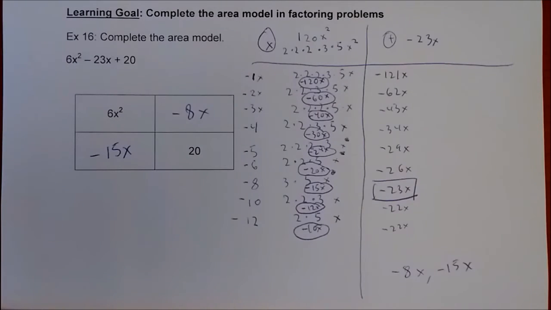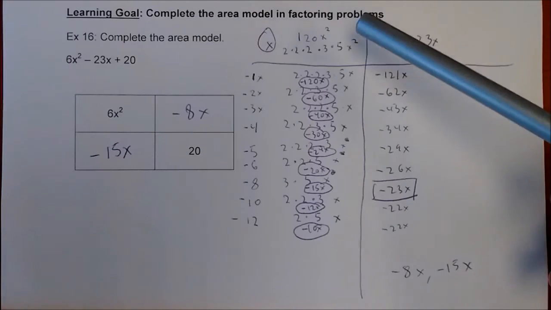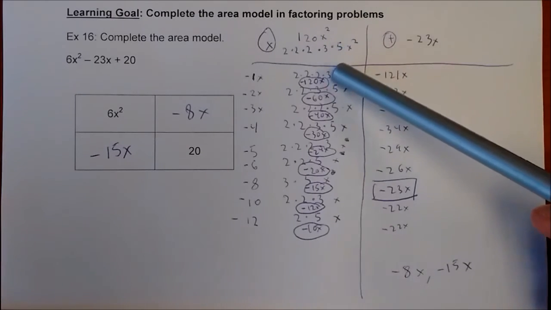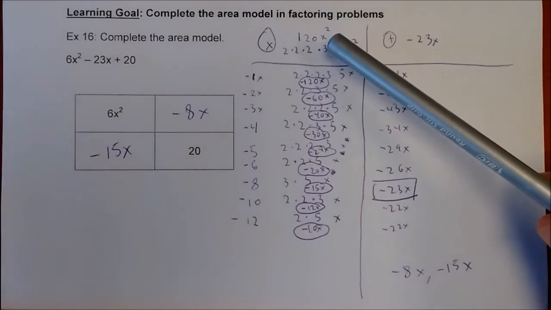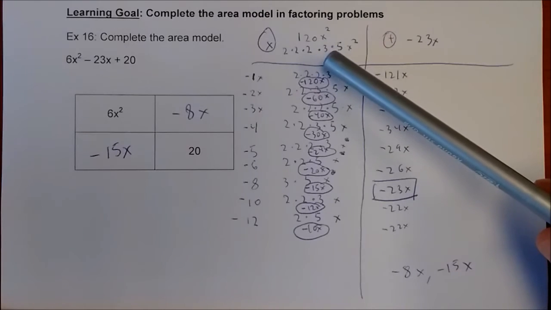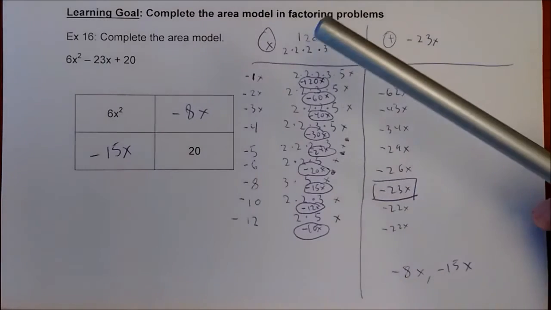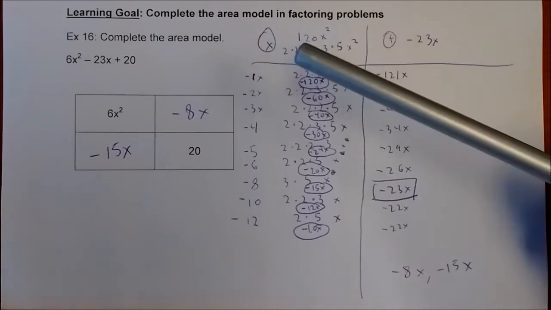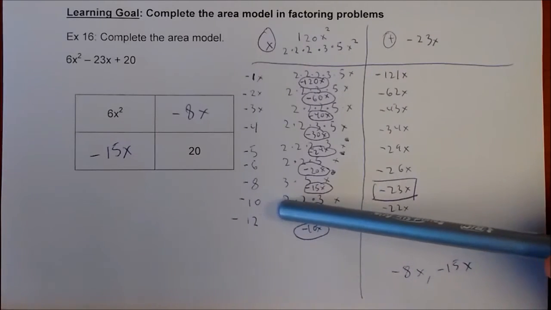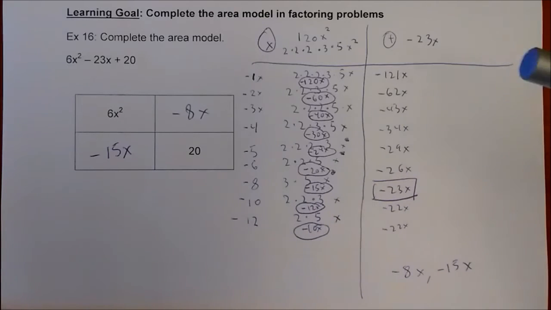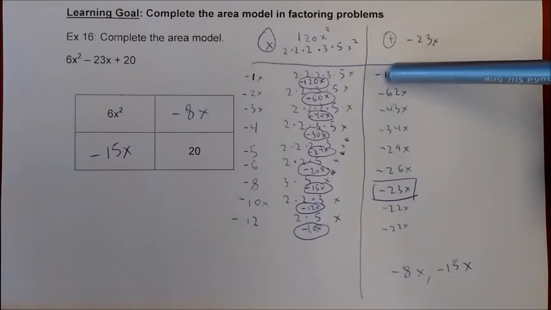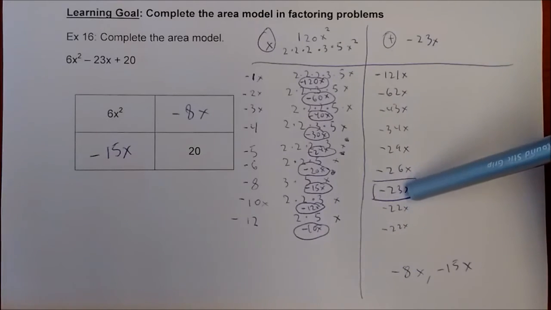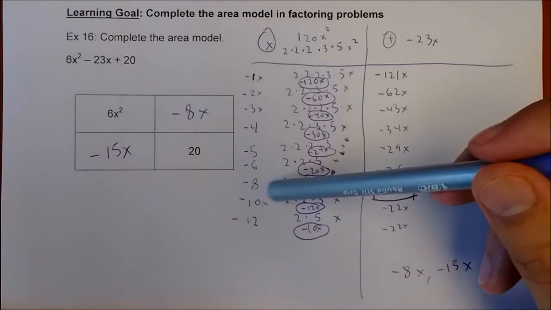Okay, let's see how you did. So first I got the prime factorization of 120x squared to be 2 times 2 times 2 times 3 times 5x squared, because I know that the two linear factors are going to multiply to 120x squared. So then I listed them all out, and then I stopped at 12 because 10 times 12 is the same as 12 times 10. So then what I did was I added all of these factors to get our values, and I found that the one that was negative 23x was negative 8 and negative 15x.